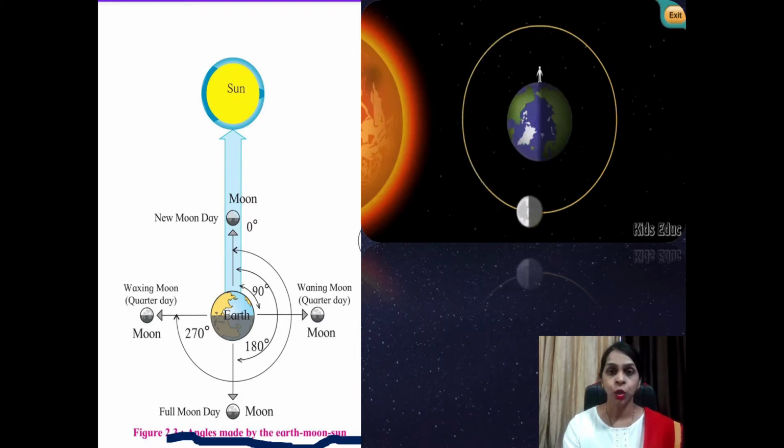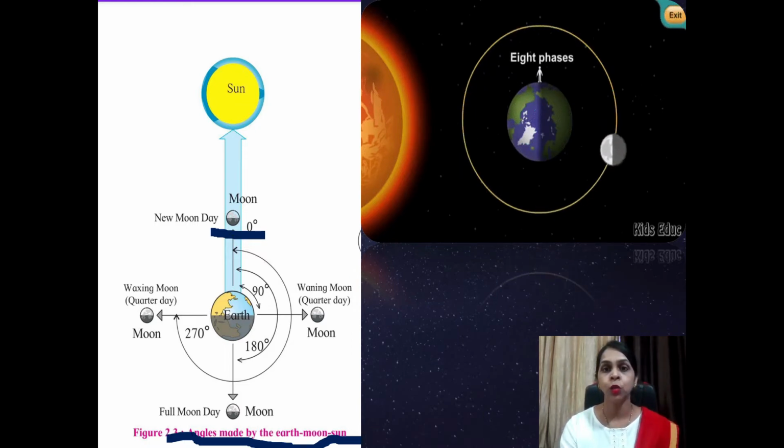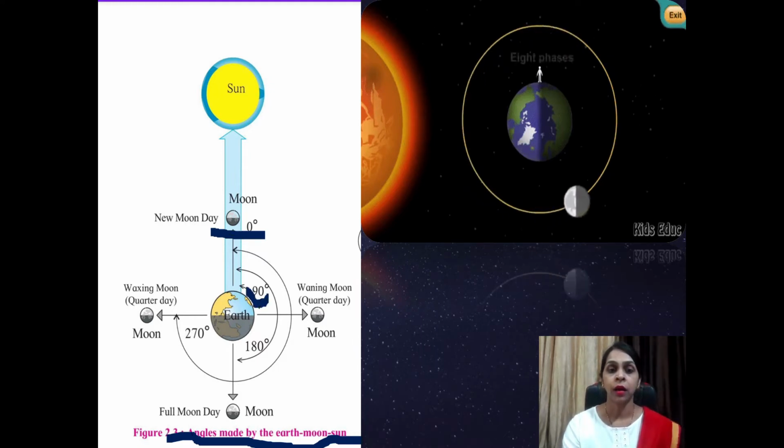When it is 0 degrees, there is new moon day, so we are not seeing the moon properly. At 90 degrees, we can see the half moon day. And at 180 degrees, the moon is completely illuminated, so we see full moon day. Here in the image, the full moon day.